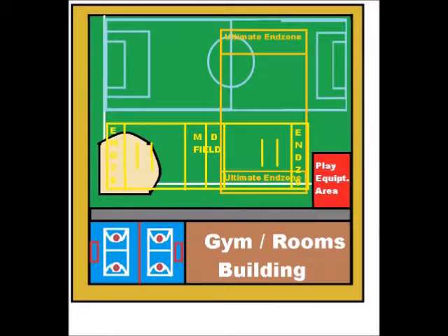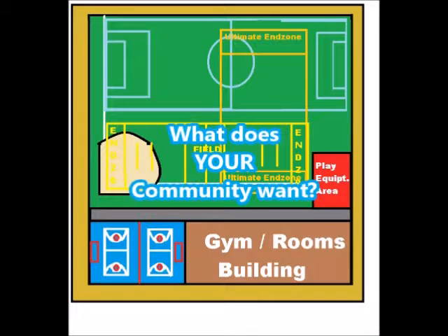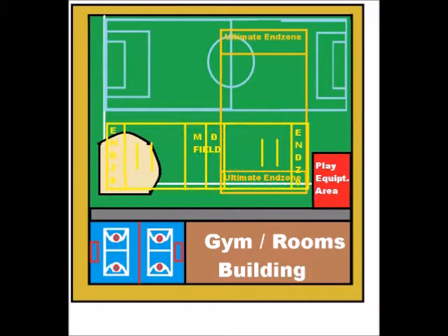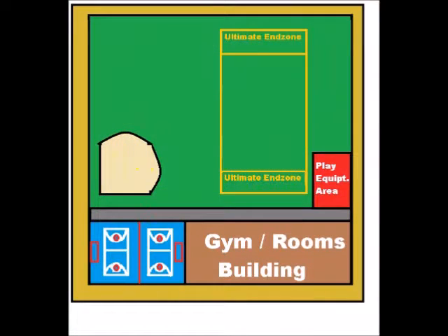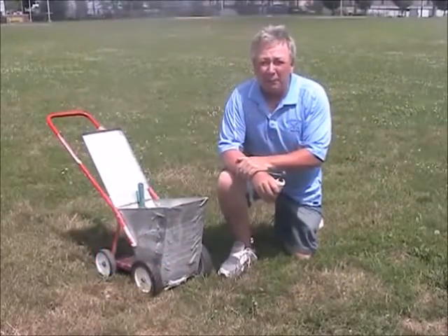Programming for community interest means, what does your community want? They may want ultimate frisbee, a different activity, but if your community wants it, you should be willing to help host it. A quick word about lining your fields.